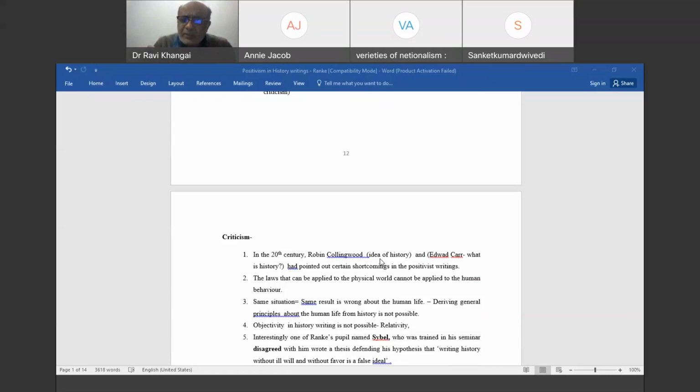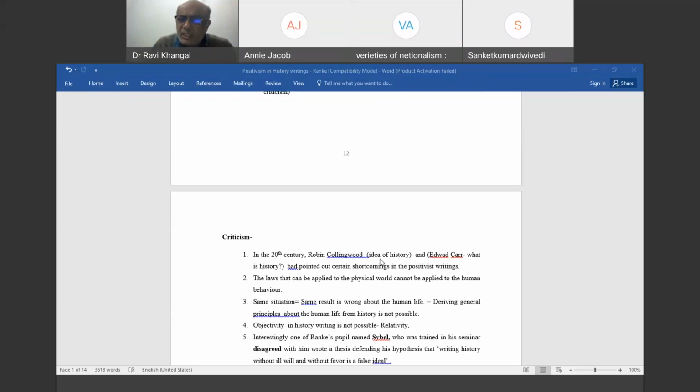Secondly, objectivity is very difficult, because when I write history or when you write history, definitely your mind is going to be influenced by the thought that you are exposed to since the beginning. The way your personality is shaped, that is going to influence the way you interpret history.